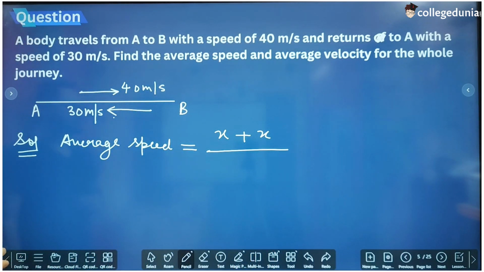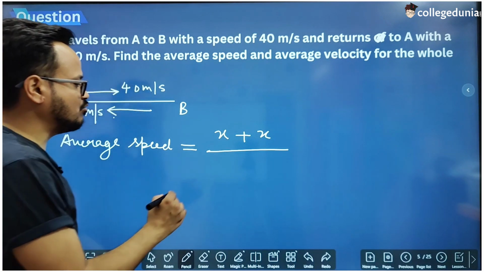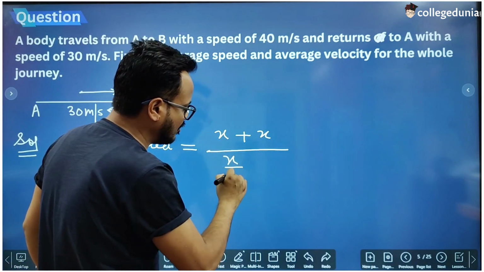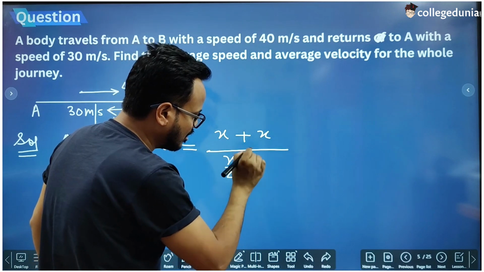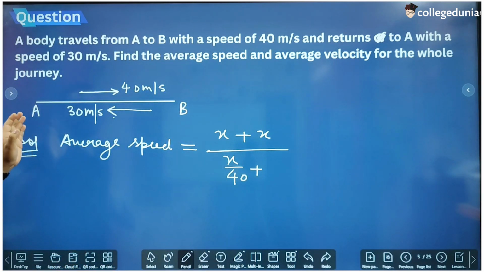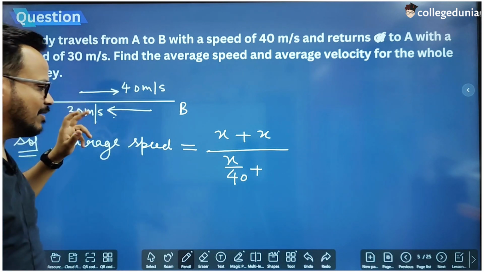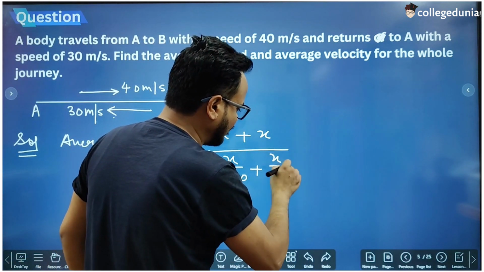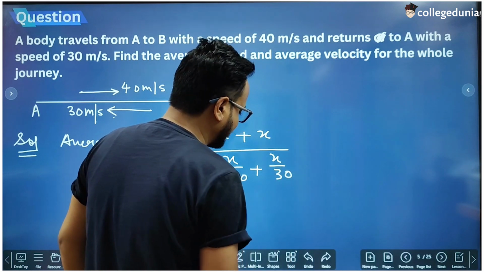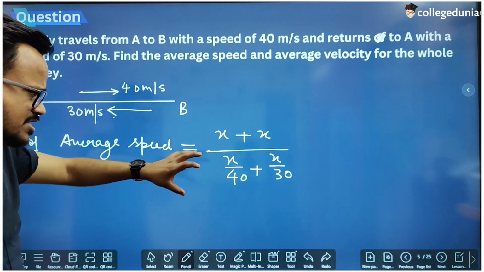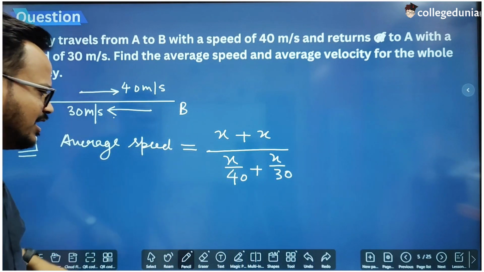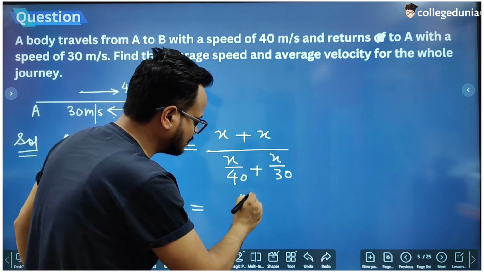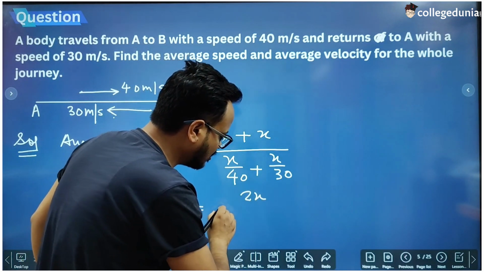Time is distance over speed. So the distance from A to B is x and speed is 40, so it is x divided by 40. This is the time taken by the body to move from A to B, and x divided by 30 is the time taken by the body to move from B to A, right? You just have to solve this because x will get cancelled out and you will get the answer.